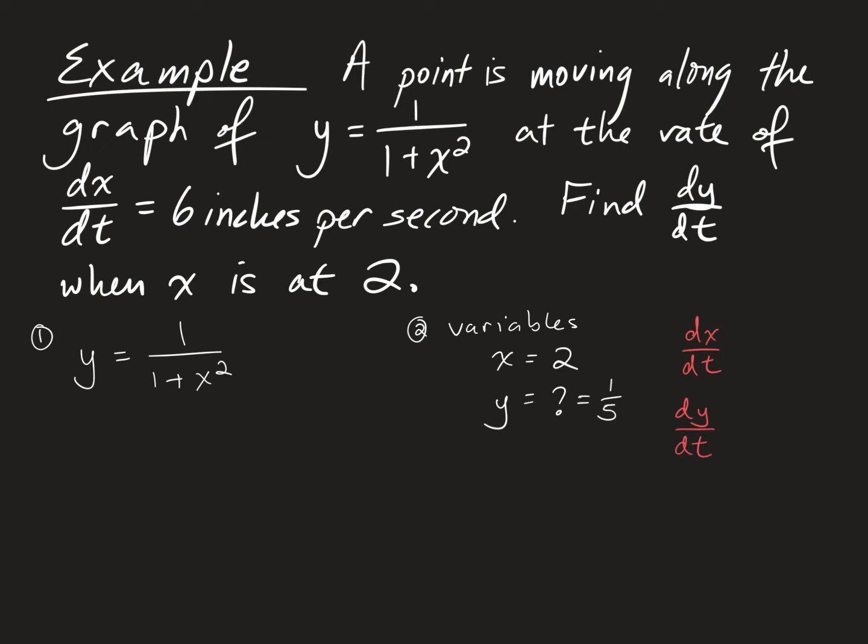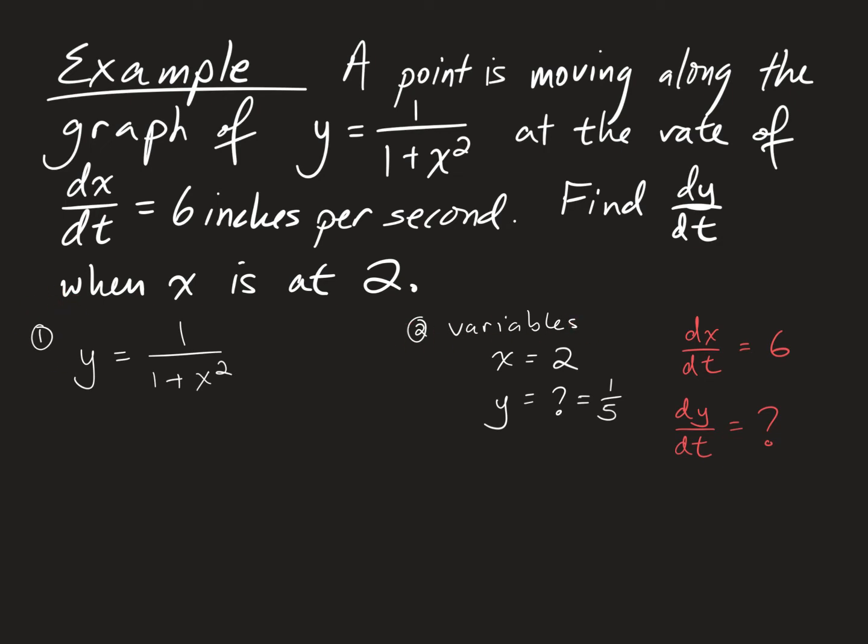All right, so do we know any of these rates? Well, yeah, we know dx/dt, it was given to us. The rate at which x is changing is 6, and it's positive. And we're actually being asked to find dy/dt, so I'm just going to leave that as a question mark. I don't know what that is. So the variables and their rates are done. So again, equation, variables and rates.